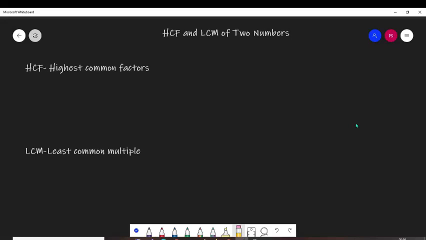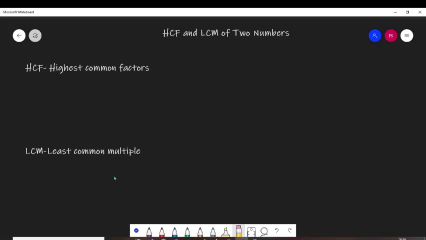So in today's video we are going to talk about how to find out HCF and LCM of two numbers. Maths is a very interesting subject. The name itself has its explanation.